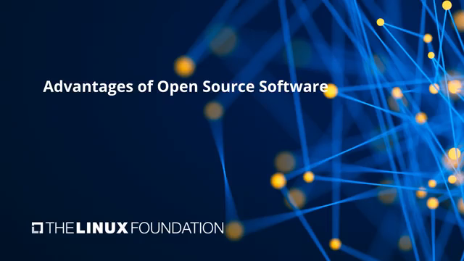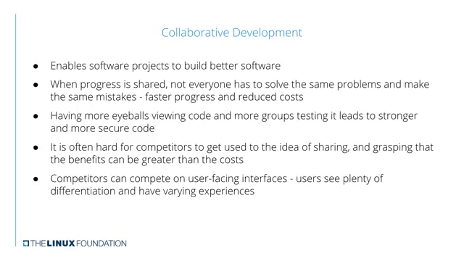When a project is developed collaboratively by a diverse group of developers, maybe in different organizations or companies and geographic locations, one just has many more ideas to draw on, and one can build better software because not everybody is always trying to solve the same problems. They can build on the work of others. Furthermore, just having more eyeballs viewing the code and more groups testing it leads to a better and stronger and more secure product when it's actually deployed.